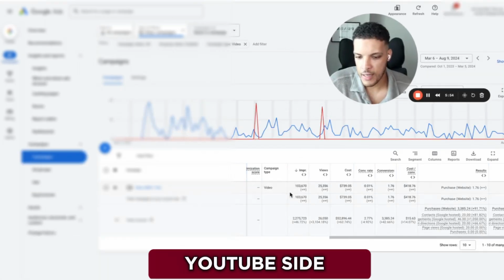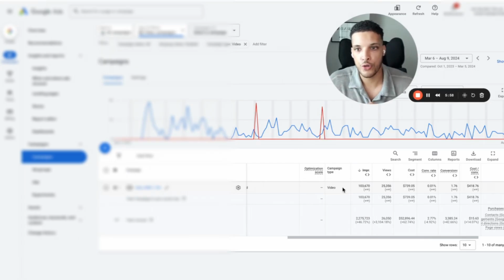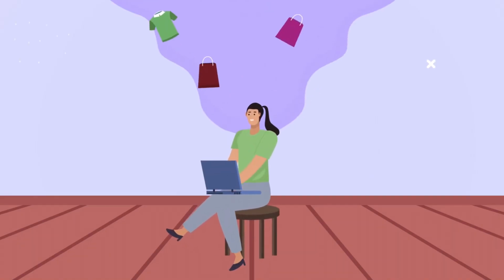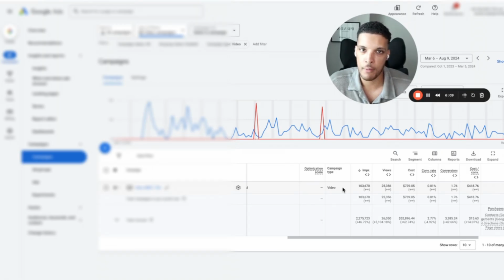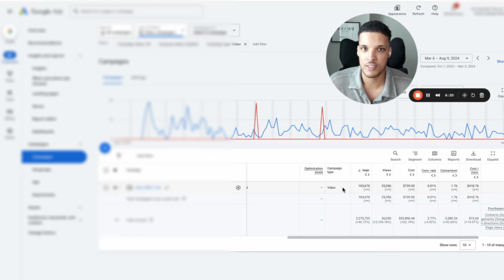And finally, on the YouTube side, in order to continue to scale an account like this, we really got to scale and test more YouTube, more PMax signals, and just test different types of creative and angles that can help scale an account like this, because they're doing great so far, just like maxing out search, click-through rate, PMax performance. But next steps for an account like this would be scaling on YouTube. Demand gen campaigns, which are on Gmail, discovery campaigns, will really help bring this account to the next level and get users that aren't only in market, but aren't problem aware that this product can solve.